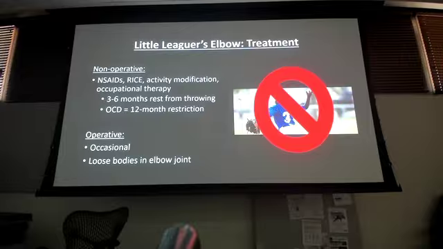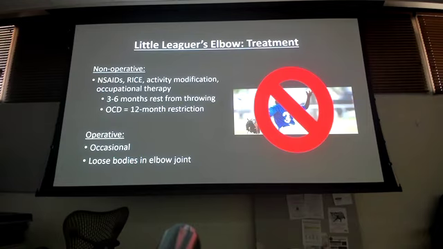So non-operative, what's the don't-do sign? Don't throw. Burn that into your mind. These are all throwing related, right? So the treatment is don't throw, unless you see significant separation in OCD, for example, of the capitellum, because then even if you don't throw, that significant separation requires surgery.